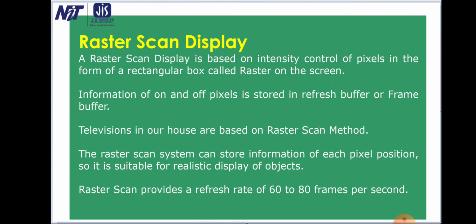Now we start with raster scan display. A raster scan display is based on intensity control of pixels in the form of a rectangular box called raster on the screen. Information of on and off pixels is stored in the refresh buffer or frame buffer. Televisions in our house are based on the raster scan method.